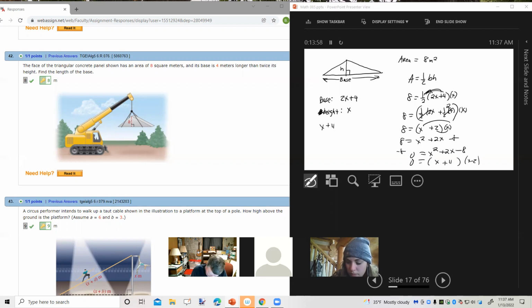Take each factor that contains a variable and set it equal to 0 and solve the equation. Subtract 4, x is -4; add 2, x is 2. And the question is, find the length of the base. Well, it can't be negative. So if x is 2, 2 times x would be 4, plus 4 is 8 meters.